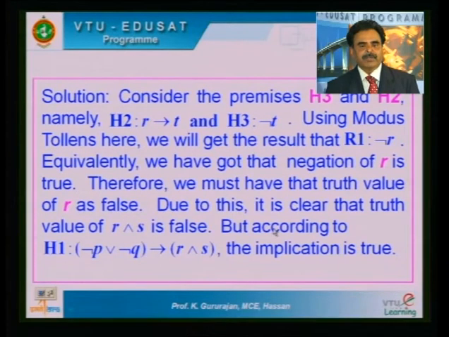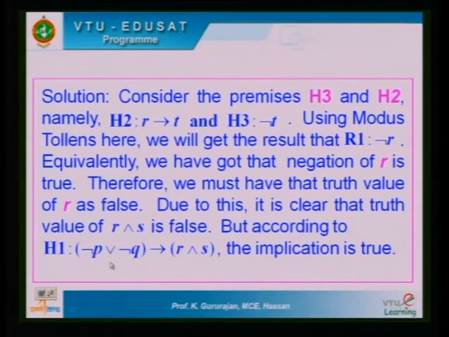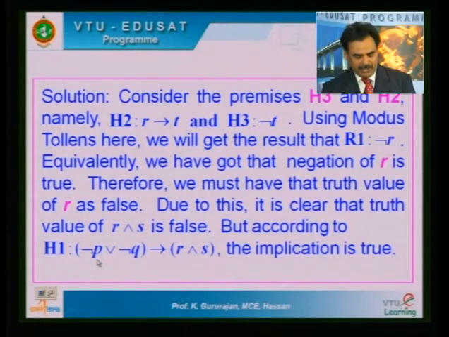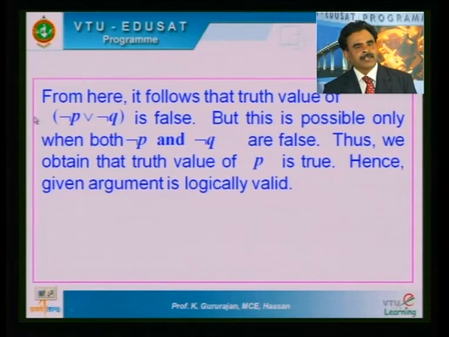Now, coming to the first premise, which says that this implication is true: negation P or negation Q implying R and S is true. But R and S is false, yes or no? Already we found that R and S is false, but the implication is true. Can negation P or negation Q take the truth value T? If it did, with R and S false, T implying F leads to F. But according to the premise, the implication is true. So the only option I have is that negation P or negation Q is false. If it took the truth value T, the whole implication would become false, not true.